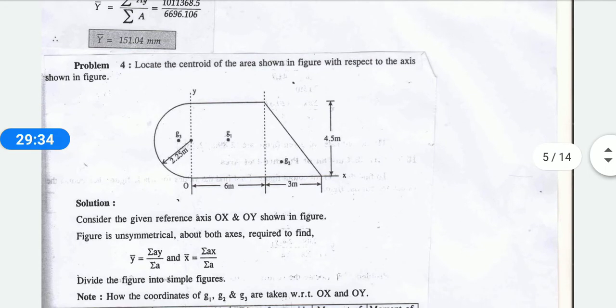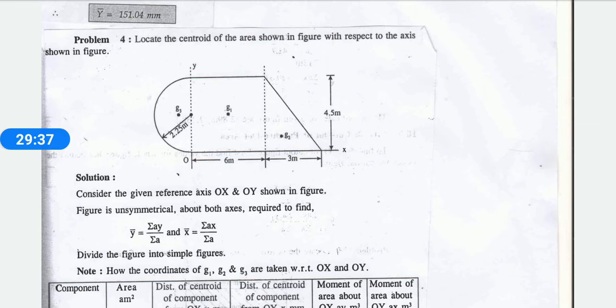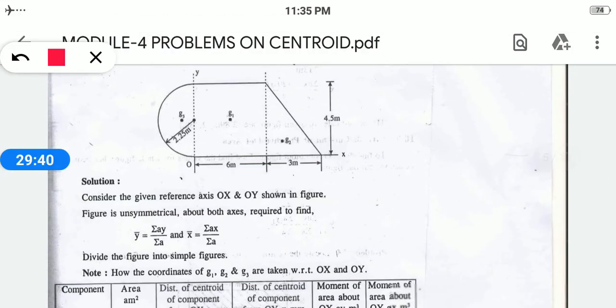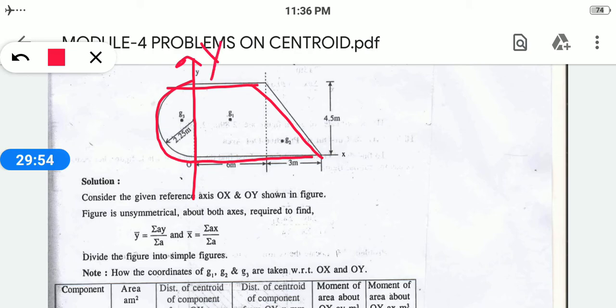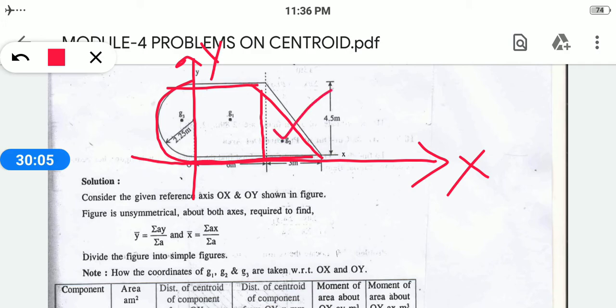Okay, consider this diagram. This is a very easy sum for you compared to your previous ones. They have given a simple thing, but you just need to see where your axis lies. They have given this as your y-axis and this line as your x-axis. You can divide this component into three parts. No need to detect any hidden parts. Consider this as one triangle, that is a right angle triangle. This one is your rectangle and this one is your semicircle of radius 2.25 meter.